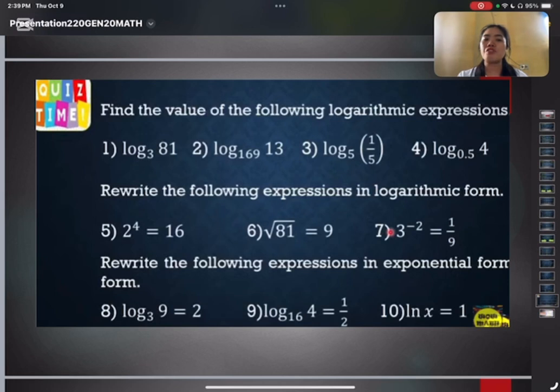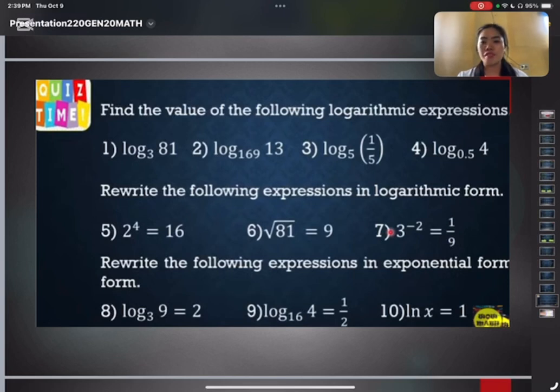Next part is to write the following expressions in logarithmic form. Number 5, 2 raised to the power of 4 is equal to 16. Number 6, square root of 81 is equal to 9. Number 7, 3 raised to the power of negative 2 is equal to 1 over 9.